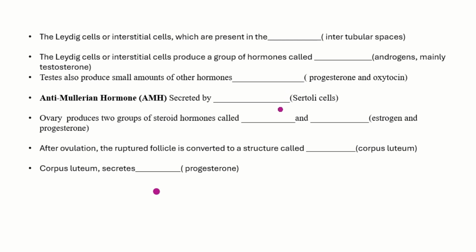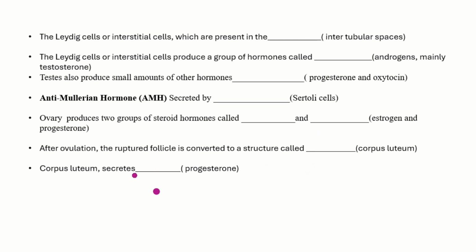Nearly 12 members answered. Others, keep it in your mind and make a note also. Anti-Mullerian hormone is secreted by Sertoli cells. Very good. And the ovary produces two groups of steroid hormones called dash and dash. This everybody can answer, I think. Yes, very good. It is estrogen and progesterone.